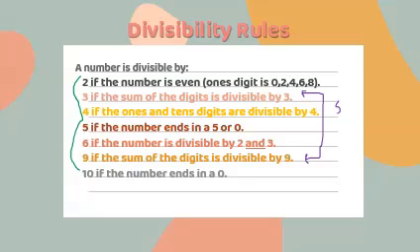So 3 and 9, you need to find the sum. 2, 5, and 10, you need to check the ones digit. If it's divisible by 6, you need to check the 2 and 3. And you still have 4, you need to check the ones and the tens together. They need to form a number which is divisible by 4.